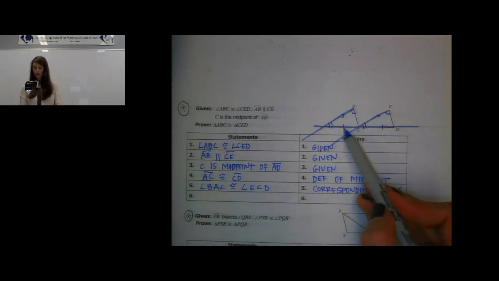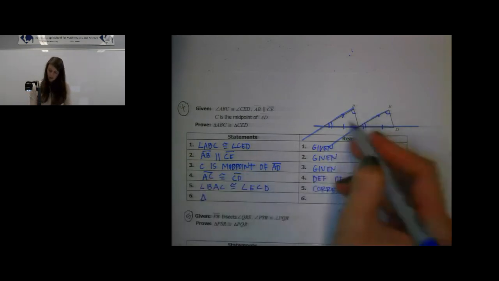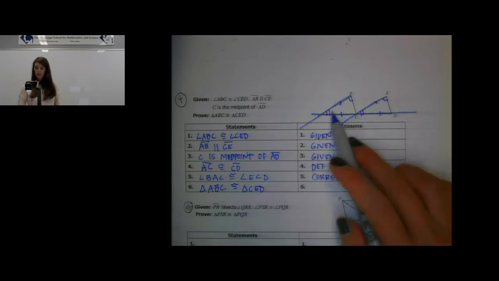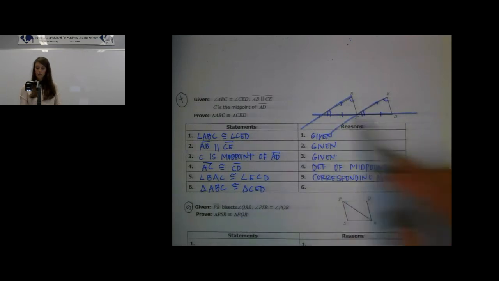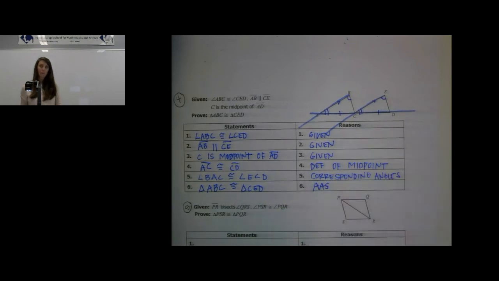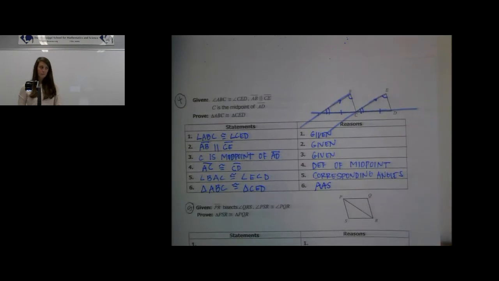Okay, so what do I have? I have an angle, angle, and a side. Angle, angle, and a side. So that means that triangle, if I go the other way, triangle ABC is going to be congruent to triangle CED. Remember, you have to start with the same sides and angles that are congruent to each other. Okay? And so that's angle, angle, side, angle, angle, side. So that would be by angle, angle, side. Okay?